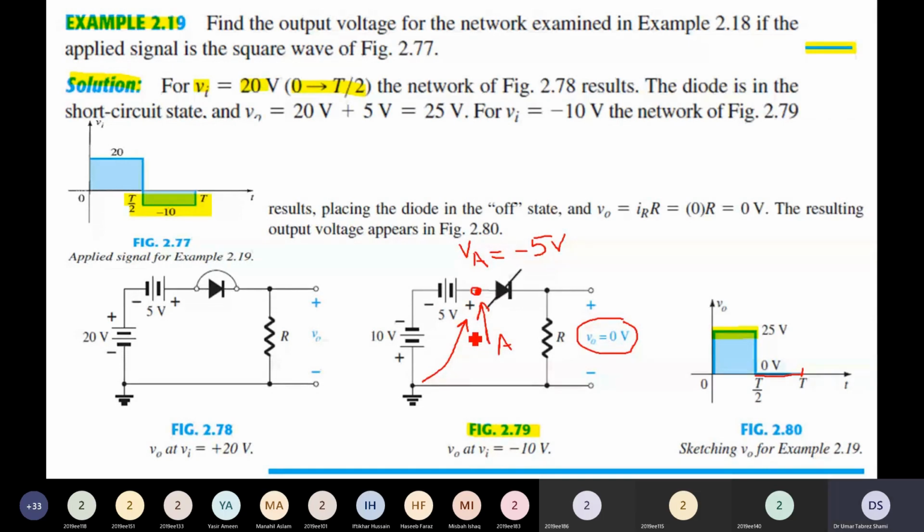So the net result is, if we examine from time 0 to time t, what have we achieved with the circuit shown? We have achieved, from 0 to t by 2, positive 25 volts. This is the level shifting part. And then we have achieved 0 volt from t by 2 to t, and this is the clipping part of the clipper.